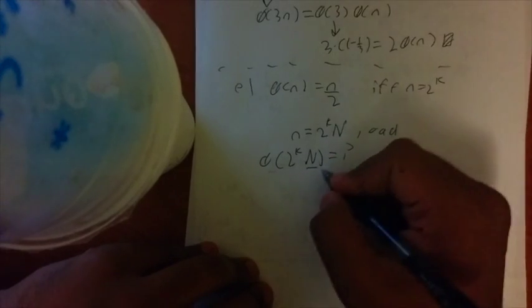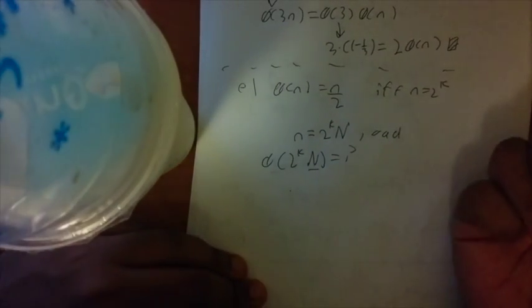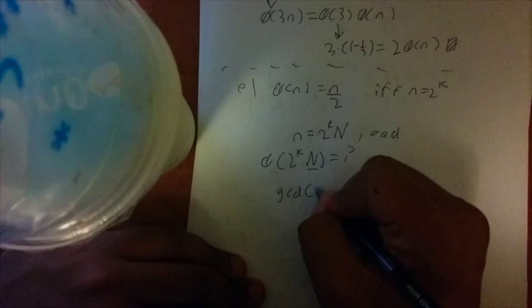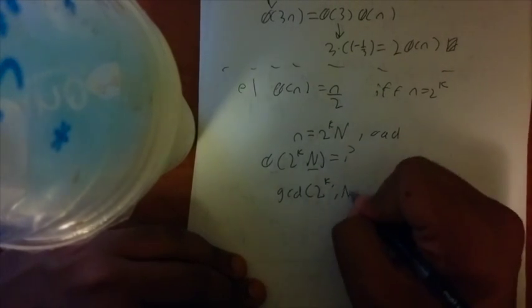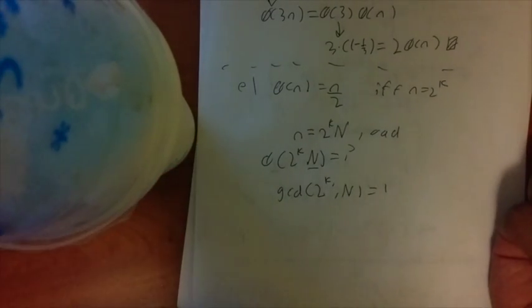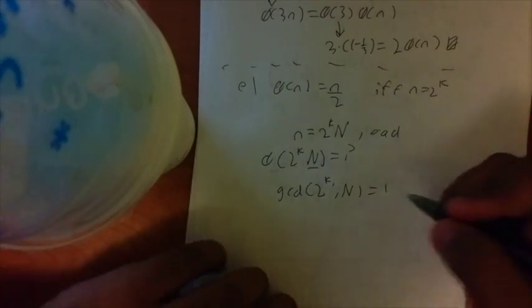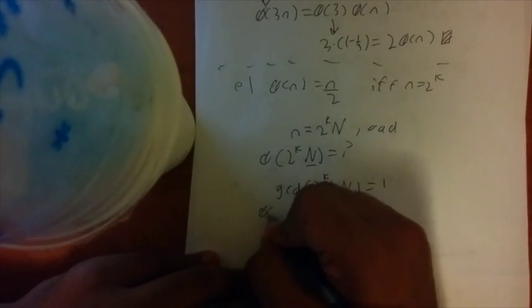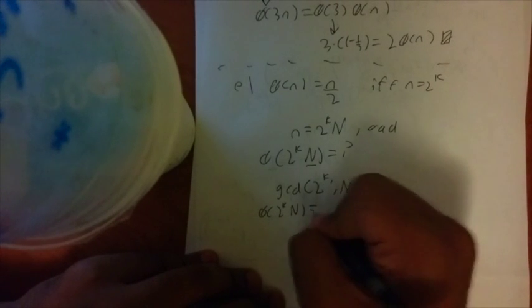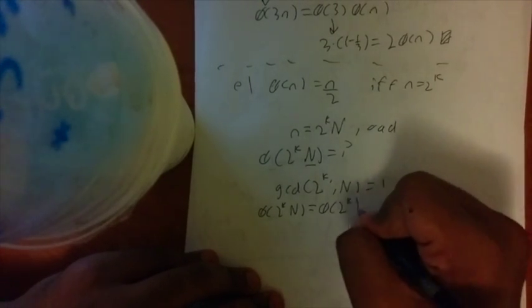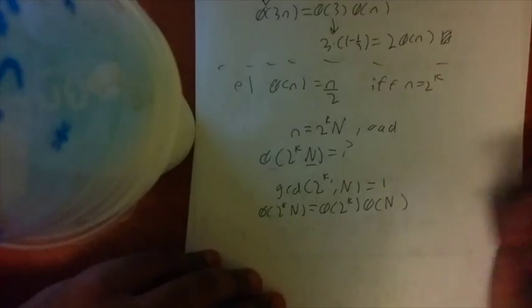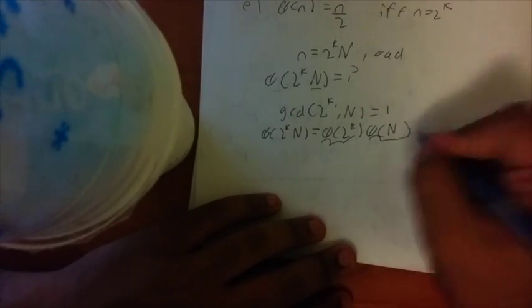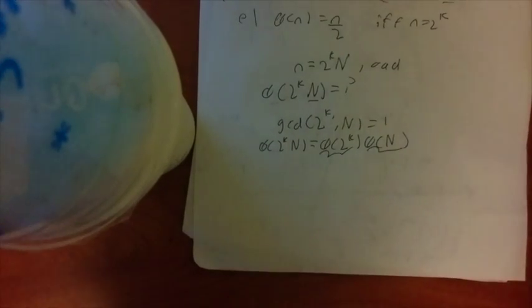Oh! So the idea is n is odd. So because n is odd, it's never divisible by 2. So I can say GCD of 2 to the k, comma n equals 1. With that, I can say that phi of 2 to the k times n equals phi of 2 to the k times phi of n. And then from there, I can say, what's phi of 2 to the k and what's phi of n? Because that's pretty much what they're asking.